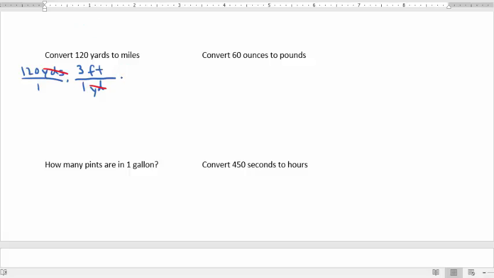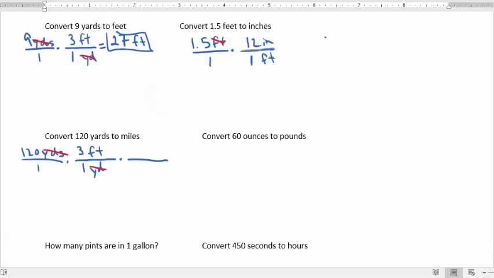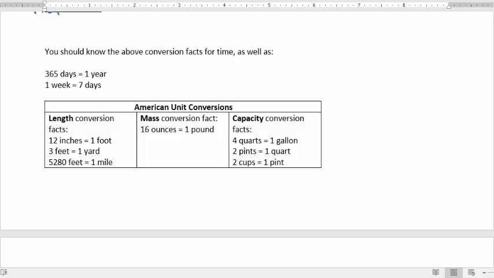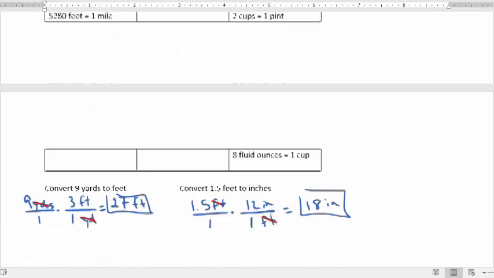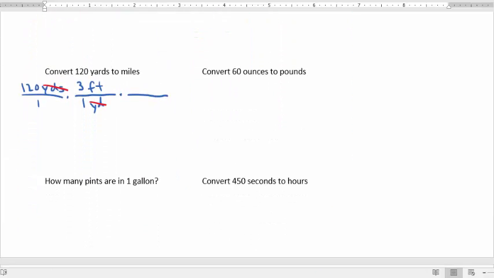So I need to use a second conversion factor that relates feet and miles, and that's this one, that there's 5,280 feet in 1 mile. So I'm going to go back now and write feet in the denominator because I want it to cancel, and it's 5,280 feet in the denominator and 1 mile in the numerator. So now feet would cancel.